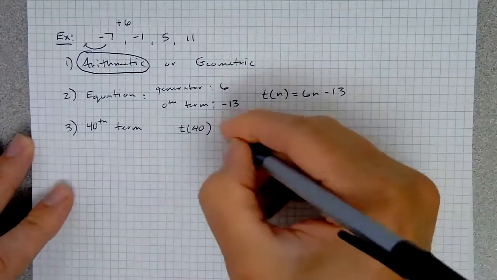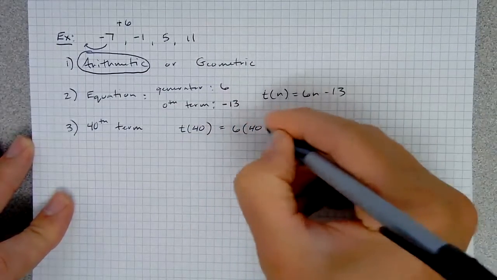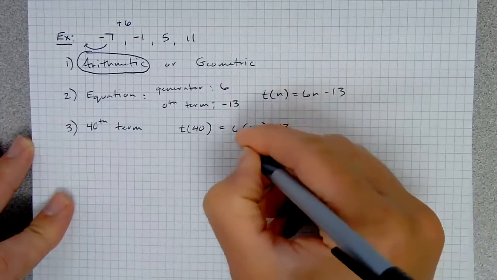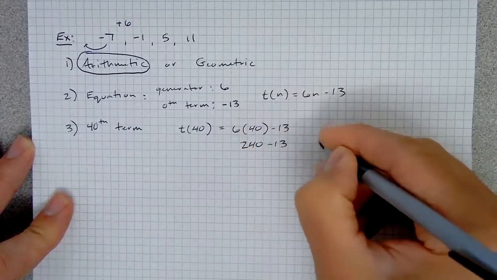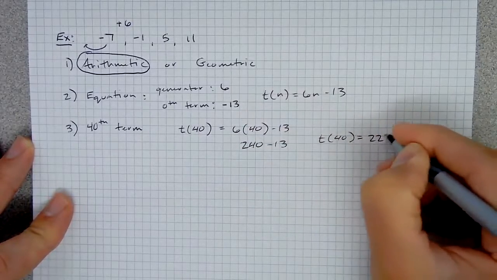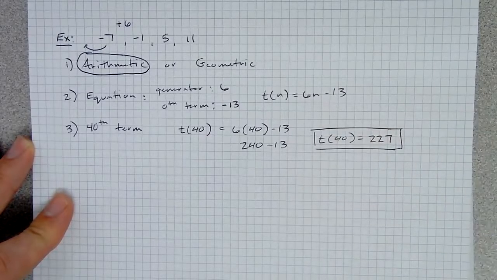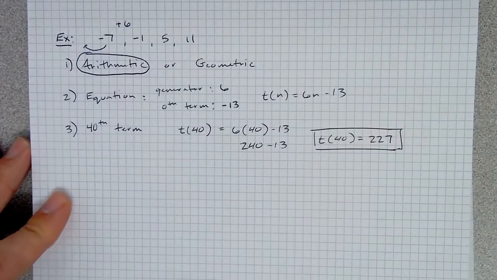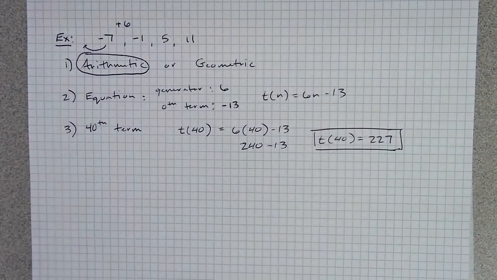So then find T of 40, the 40th term. Plug in 40 for n. Get 240 minus 13. So we should get 227 as our 40th term there.